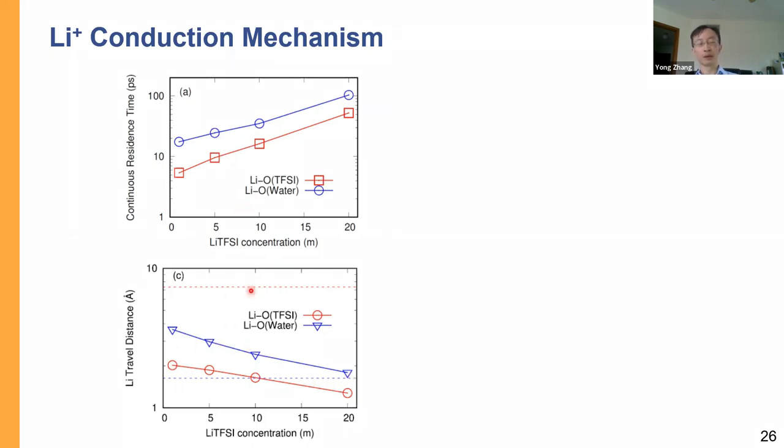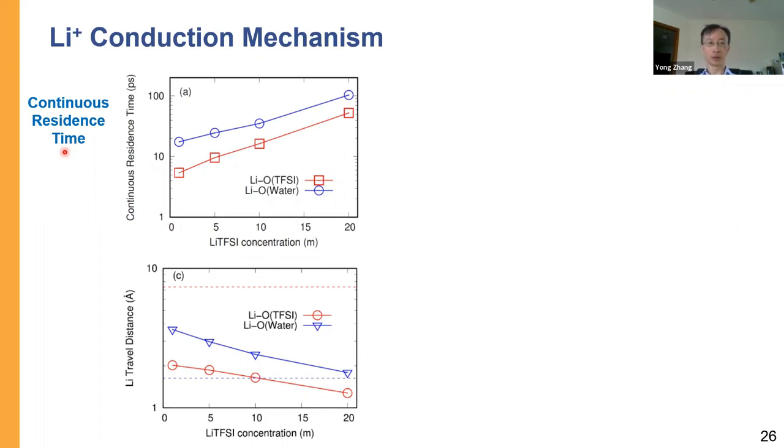This information together tells us that lithium is not really moving together with its solvation structure. Otherwise, we should see a much longer distance relative to the coordinating species. In this definition, when we calculate residence time, we use the so-called continuous residence time, which means once the interaction is broken, we do not consider this interaction anymore, even if this water or TFSI comes back and re-coordinates with the lithium.